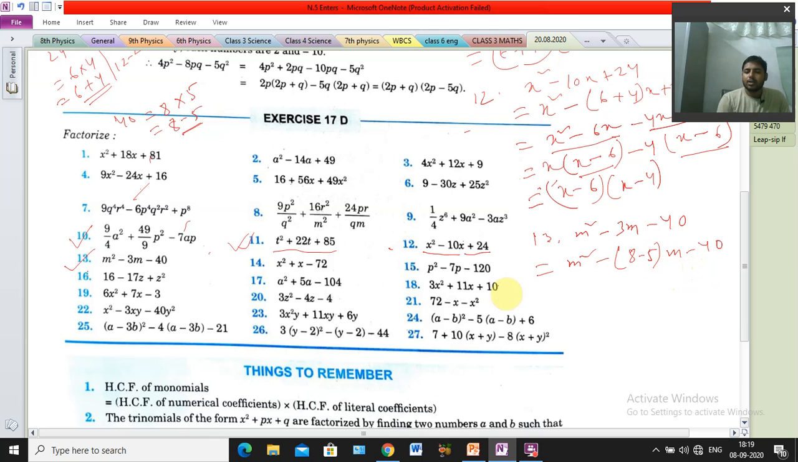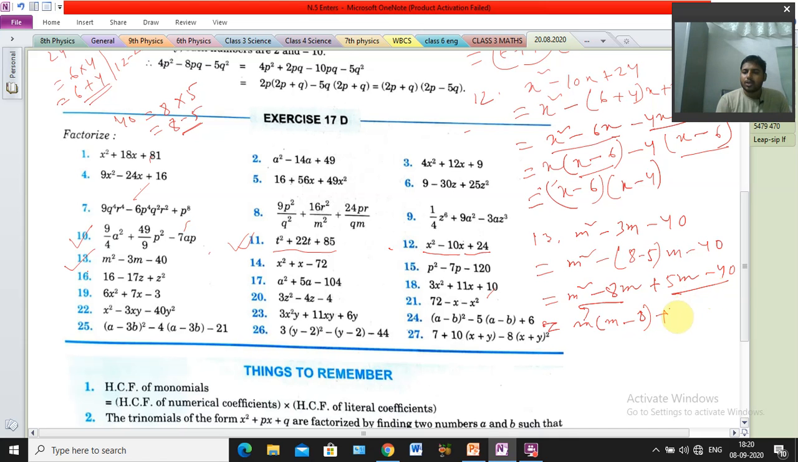Next, now remove the bracket. If we remove the bracket, what will come? m square minus 8m plus 5m minus 40. Understood? Next, take common. Common m, so another m will come and minus 8 will come.